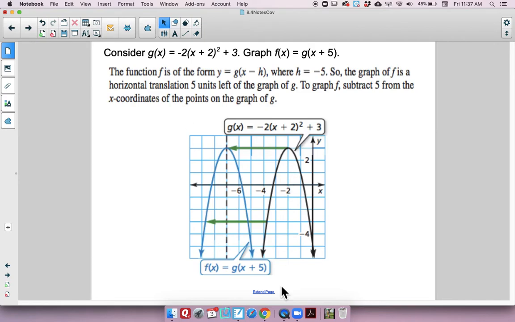So for example, I know that h is negative 2, k is 3, right? So I'd have a vertex at negative 2, 3. And then I could plot other points and draw this. But if my vertex is negative 2, 3, and I want to subtract 5 because it's a horizontal translation 5 units to the left, instead of being at negative 2, 3, I'd be at negative 7, 3. And then you would do the same thing with the other points, and eventually have 5 points and draw our curve.